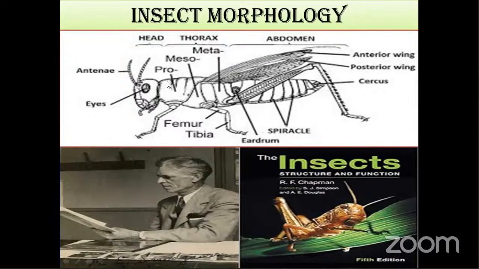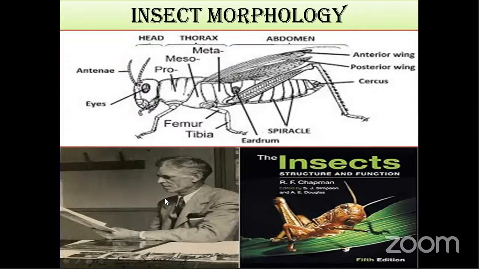So it all comes under the external characters of an insect. That is the definition of insect morphology. Next, the famous scientist, the father of insect morphology.